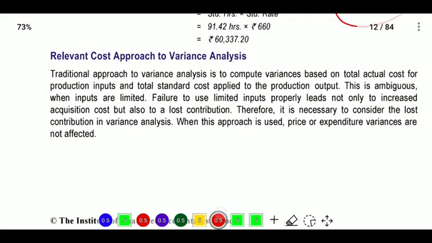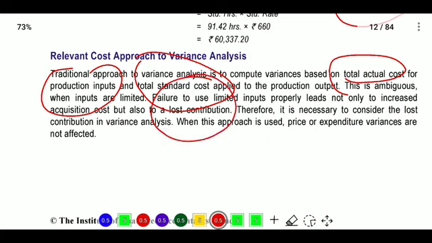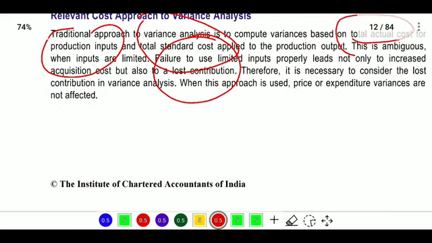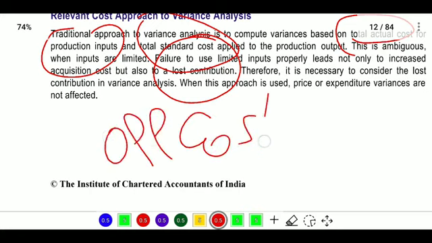Variance analysis here computes variance based on total cost. What is the total cost we have and the production inputs we have, the total standard cost we will apply. Failure to use limited inputs properly leads not only to increased acquisition cost but also to loss of contribution. Therefore it is necessary to consider the lost contribution also in variance analysis. What it means is that it is like an opportunity cost.